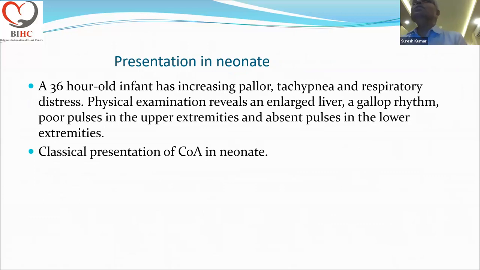And look at this neonatal presentation. A 36-hour-old infant has increasing pallor, tachypnea, and respiratory distress. Physical examination shows features of heart failure, poor pulses in the upper extremities, and absent pulses in the lower extremities. This is a classical presentation of coarctation in a neonate which has crashed and is presenting in shock.